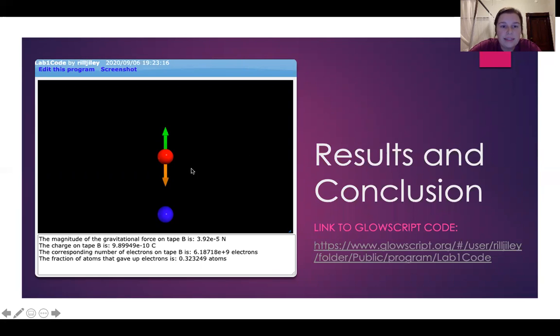And this is, again, the system of tape piece B and the surroundings of tape piece A. And so like I had mentioned, the magnitude of this gravitational force was around 3.9 times 10 to the negative 5 newtons. The charge on tape B was 9.8 times 10 to the negative 10 coulombs. The corresponding number of electrons on tape B was 6.18 times 10 to the 9th electrons, and the fraction of atoms that gave up electrons is around 32%.